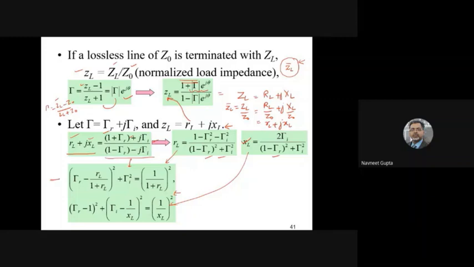But after looking at this final form, it is clear that these are the equations of circles. The first equation is known as the equation for the R circle, and the second equation is known as the equation of the X circle. For the R circle, the center is rL upon 1 plus rL and 0, and the radius is 1 upon 1 plus rL. For the X circle, the center is 1 and 1 by xL, where the radius is 1 by xL.